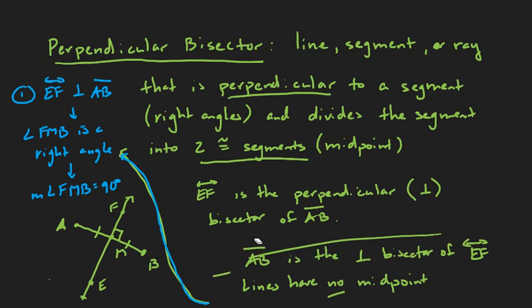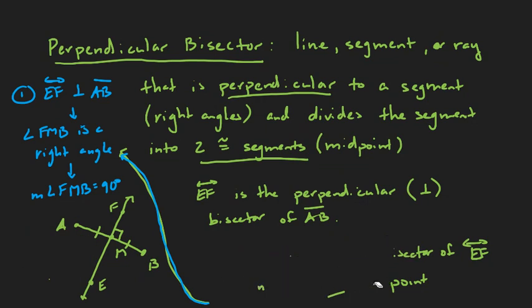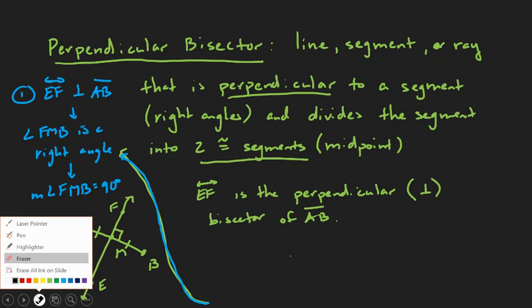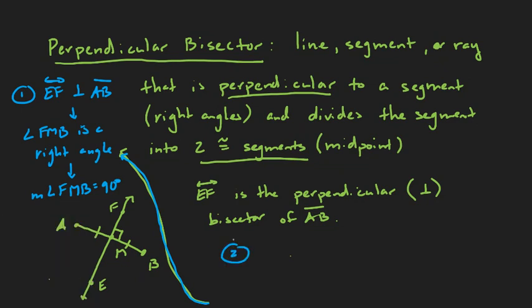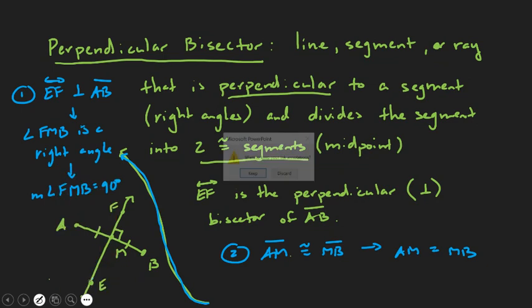The second thing I would write down is the fact that because it is the bisector, you know that you have congruent segments. So the second thing is we know that segment AM is congruent to segment MB on segment AB, which then forces that AM is equal to MB. Perpendicular bisector. It plays two roles in your picture.